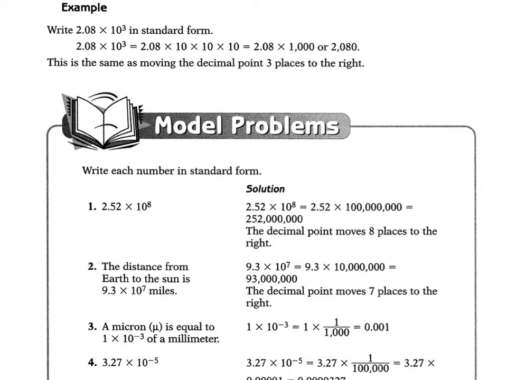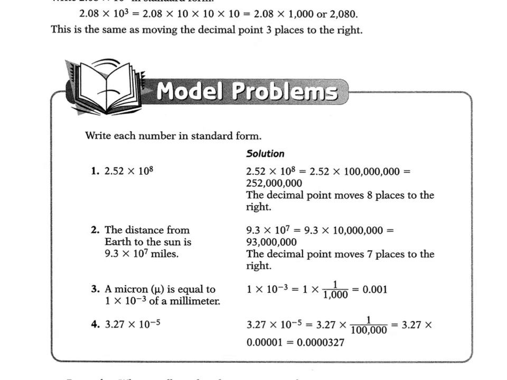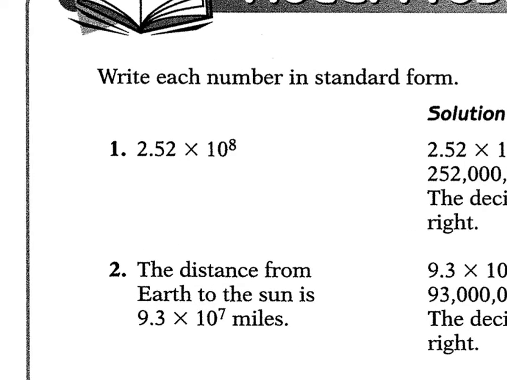For your next part, you have to write the number in standard form. So you're just taking that exponent and using it to move the decimal point. So for number 1, we have 2.52 times 10 to the 8th power. So since this is a positive 8, we started with a number that was large, greater than 1. So we're going to move the decimal point 8 places to the right.